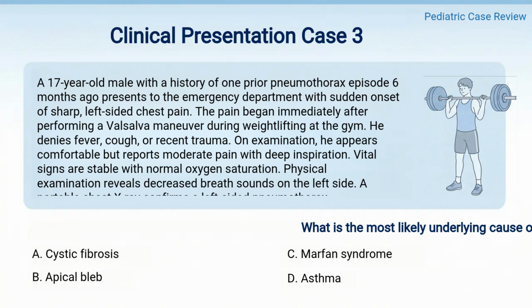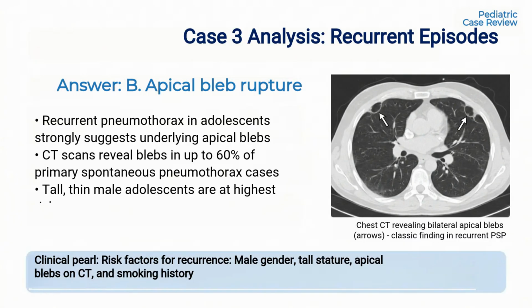What is the most likely underlying cause of this recurrent pneumothorax? Option A, cystic fibrosis. Option B, apical bleb. Option C, Marfan syndrome. Option D, asthma. The correct answer is option B, apical bleb rupture. Recurrent pneumothorax in adolescents strongly suggests the presence of underlying subpleural apical blebs. Blebs are thin-walled air sacs that form at the apex of the lung, more commonly in tall, thin adolescent males.